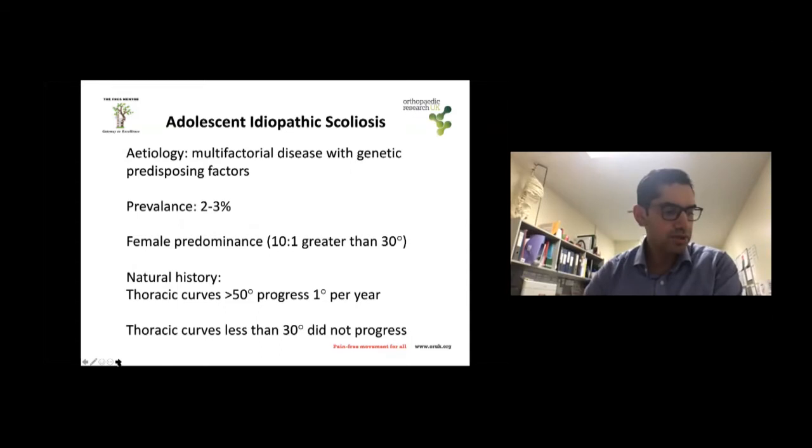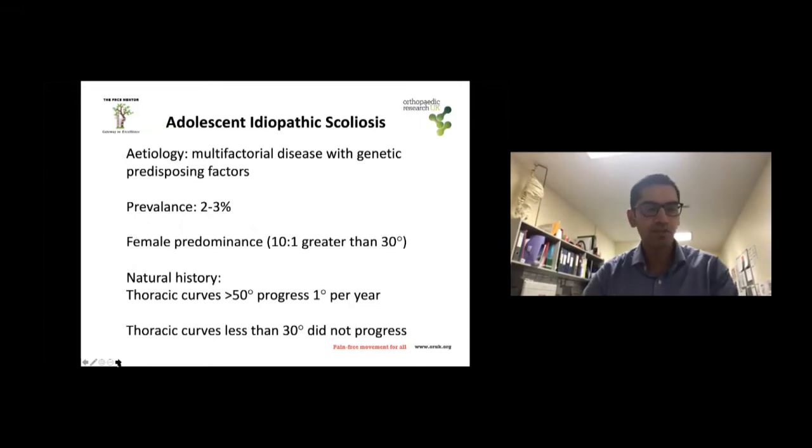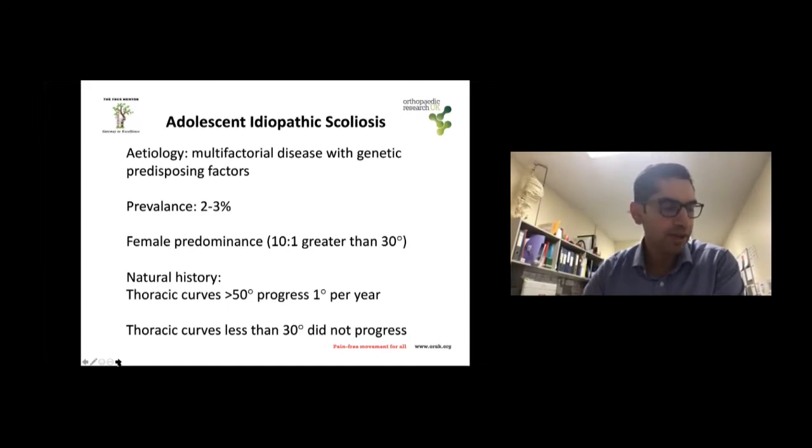In regards to its natural history, this was studied in a prospective case series of about 133 patients, which they followed up for an average of 40 years. They found that thoracic curves greater than 50 degrees tended to progress at approximately 1 degree per year, as compared to thoracolumbar curves, which progressed at 0.5 degrees, and lumbar curves, which progressed at 0.24. And they found that thoracic curves below 30 degrees did not progress.